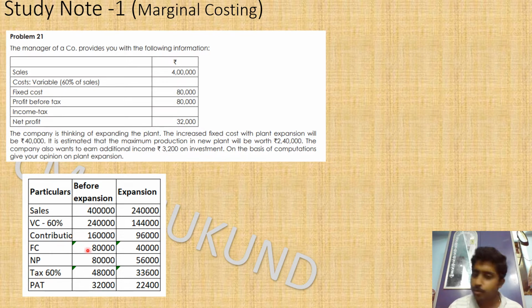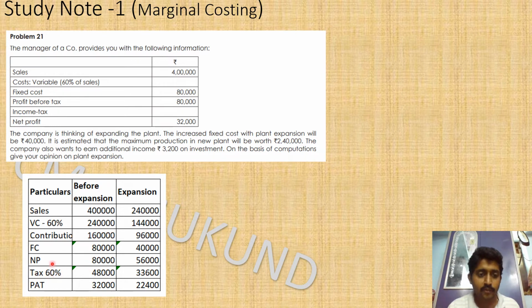Okay, so we have reduced the fixed cost and the net profit will be 80,000, and they have given after tax profit is 32,000. So which means 80,000 is profit before tax, 32,000 is profit after tax. So 80,000 minus 32,000 is the tax portion. So how much is the tax portion? Approximately 48,000. So 48,000 is how much percentage of 80,000? It is 60% of 80,000. So which means the tax rate is 60%.